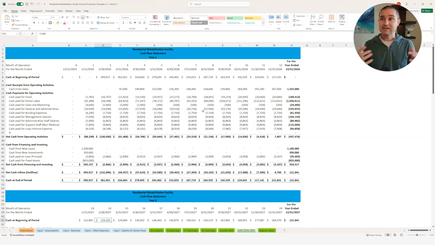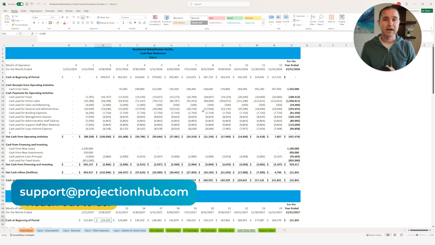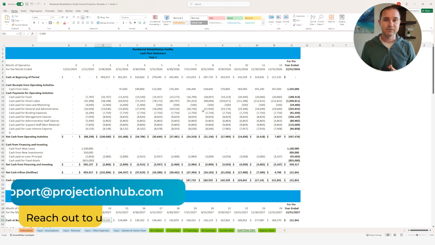So that's the template. Again, if you need help filling this out, if you've gone through this and said, I just want to tell you my plans for the facility and have you fill it out, or if you needed some help with some light customization, that's something that we offer. So reach out to us at support@ProjectionHub.com. If you have any other questions about the template or as you're filling it out, let us know.